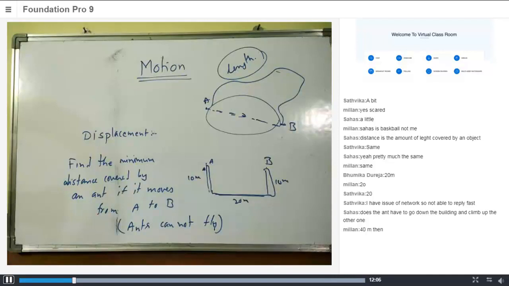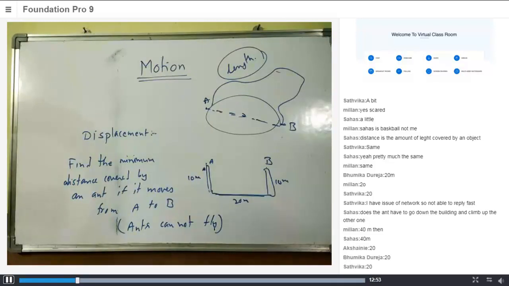Fine. Sahas, what is your answer? Okay, 40 meters. Bhumika, do you want to change your answer or remain at 20? Akshani, Bhumika, Satvika, do you want to keep your answer as 20 or change it? Okay, Akshani says 20. Bhumika, what about you? 20. Satvika? Okay, 20. So let's look at the situation.